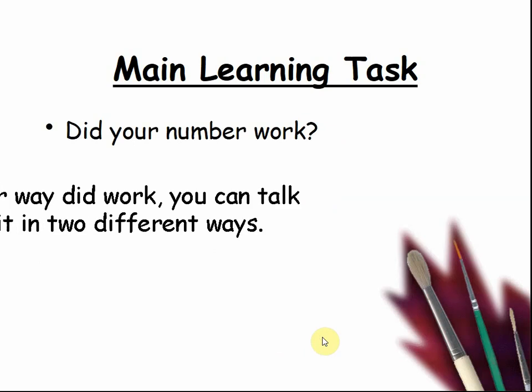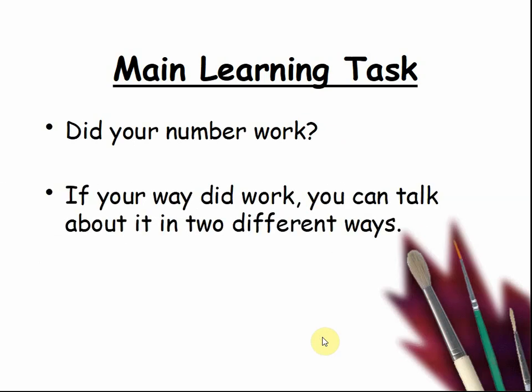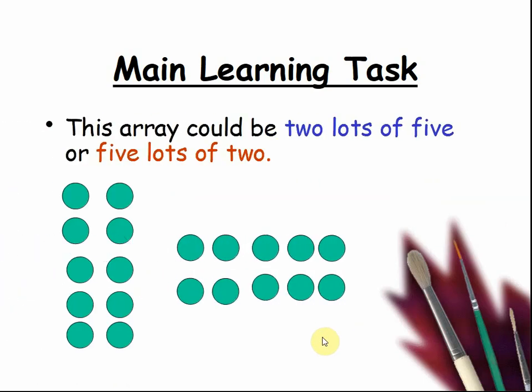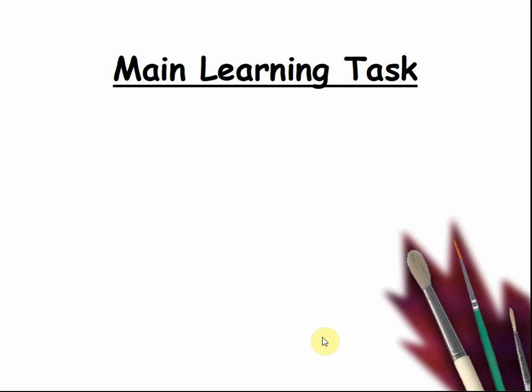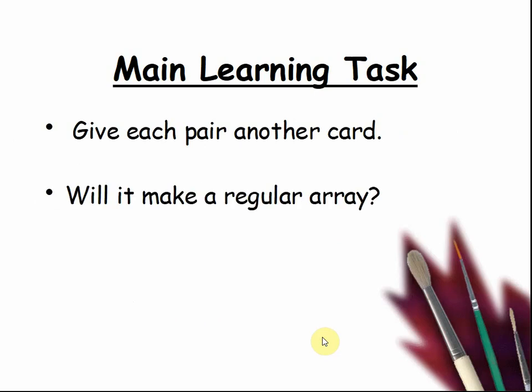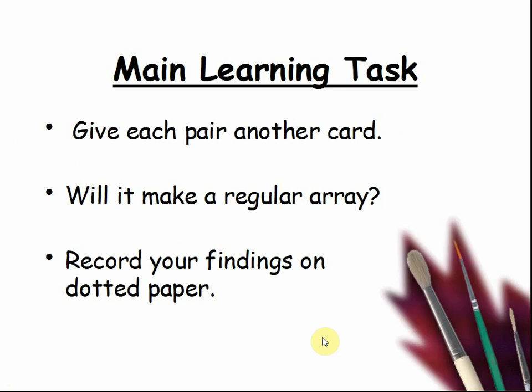Did your number work? If your way did work, you can talk about it in 2 different ways. This array could be 2 lots of 5 or 5 lots of 2. So all even numbers can be made into an array. Give each pair another card. Will it make an irregular array? Record your findings on dotted paper.